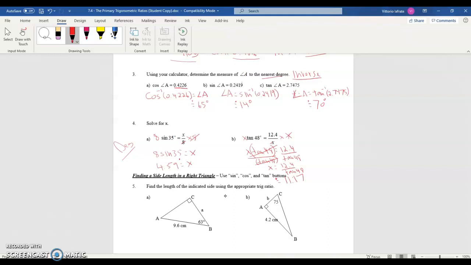Another way you could have done this was to simply have done tan 48, you get an answer, and then what you do is you do 12.4 divided by your answer function on your calculator, and you get 11.17. So try this out. Make sure you're trying these until you get the same answers as me, so that you know you're using the calculator properly. That's one of the most important things about this unit, is using that calculator properly.